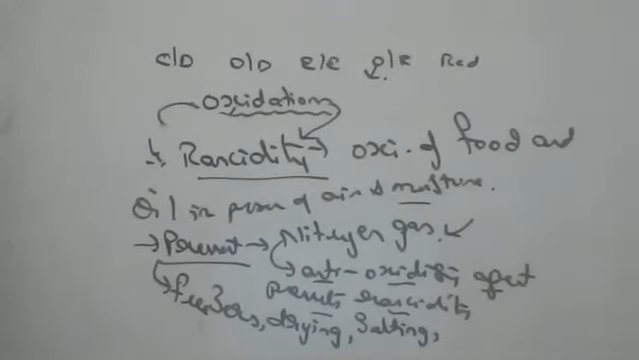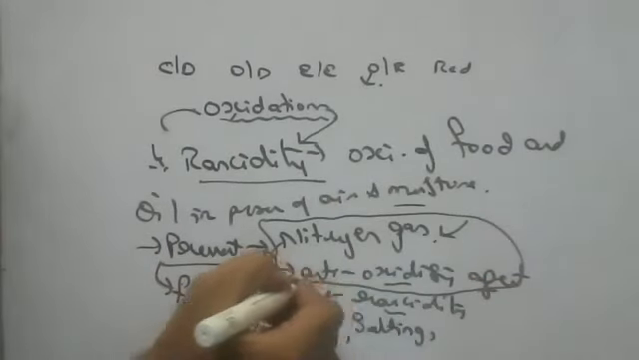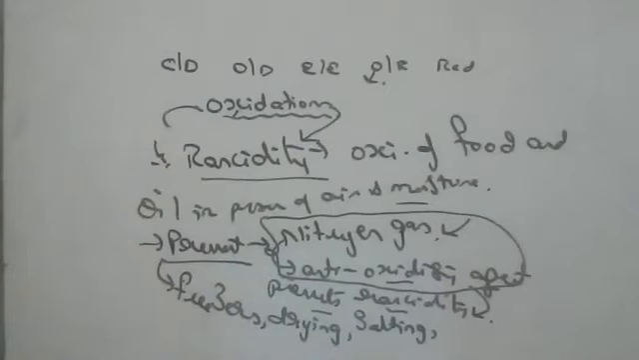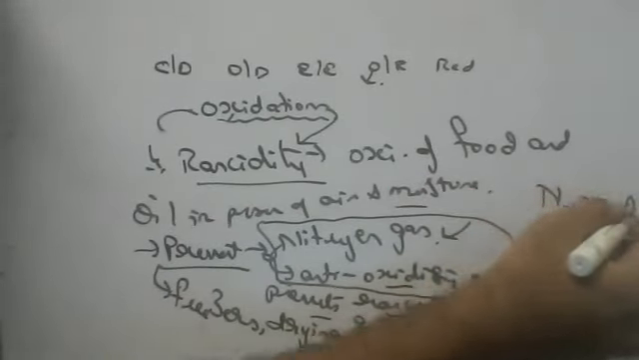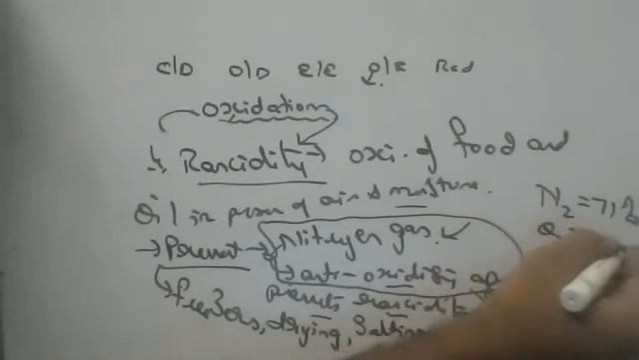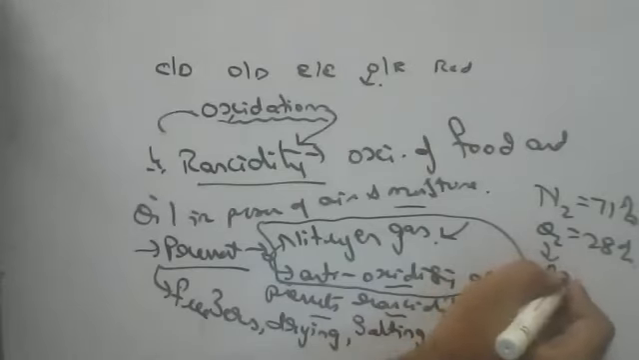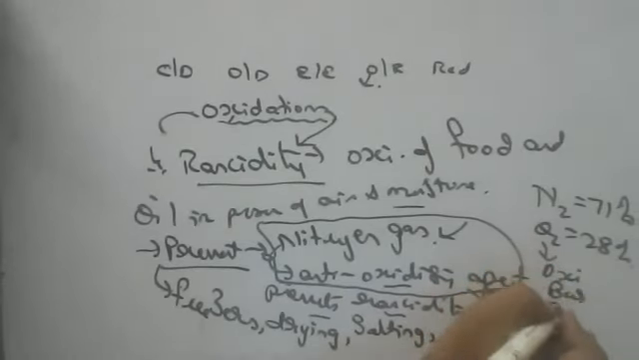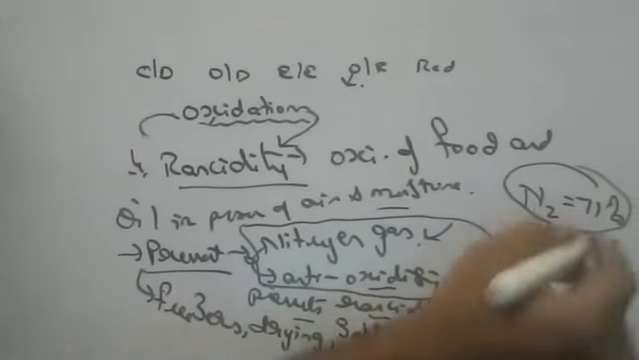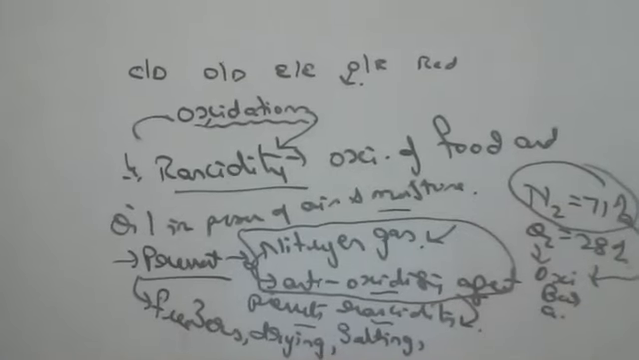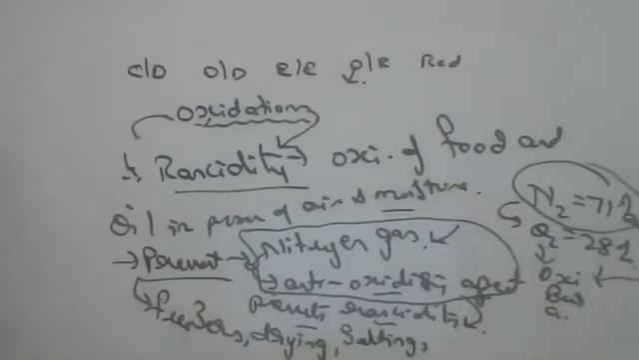Okay, children. So nitrogen is a good anti-oxidizing agent and prevents rancidity. Very, very important question. Children, remember, nitrogen in the atmosphere is 71%. Oxygen is 28%. Oxygen is responsible for all oxidation or burning or combustion. If nitrogen was not there in the atmosphere, by now everything would have burned. But because nitrogen is there, oxygen is under control, because nitrogen is an anti-oxidizing agent.